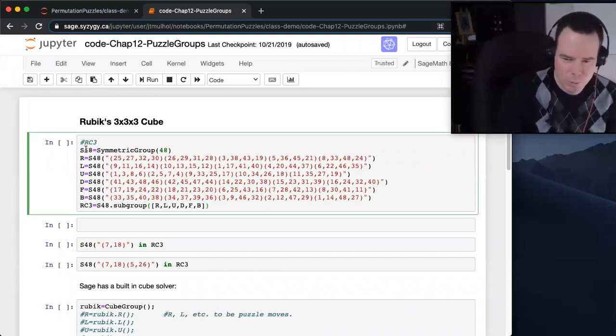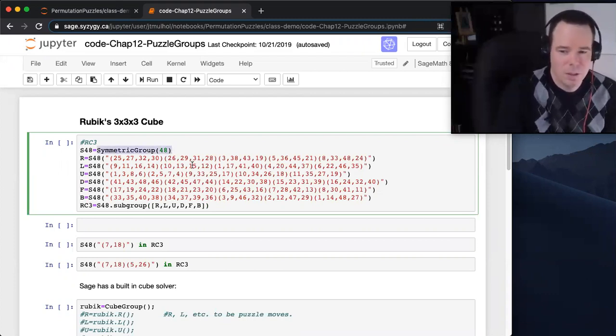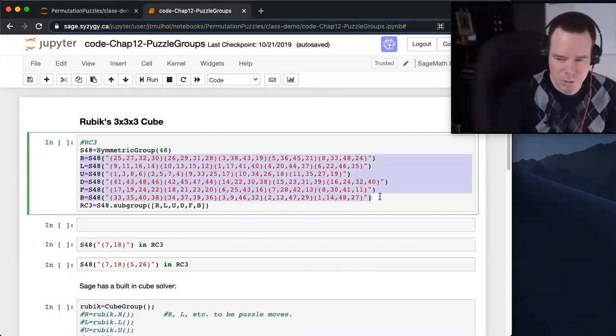So for the Rubik's Cube, this is our first one. I'm going to label all the stickers from 1 to 48, much like we've seen in the past. And so I'm going to build the Rubik's Cube group inside the symmetric group. It's going to be a subgroup of it, because not all permutations of the stickers are possible. And so we'll label the permutations corresponding to the moves R, L, U, D, F, and B.